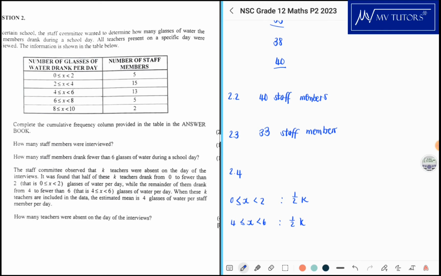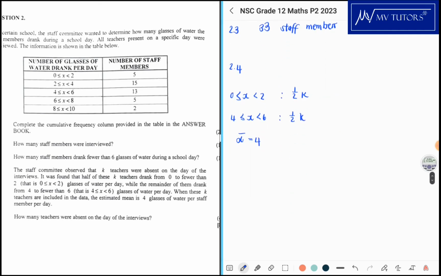When these K teachers are included in the data, the estimated mean is 4 glasses of water per staff member per day. So we have our mean there as 4. Now, how many teachers were absent on the day of the interviews? Okay, these questions tend to be a little bit tricky, but with the information that was given, just note the information that was given to you. First of all, they talk about the mean. And if they talk about the mean, I'm thinking now, let's just do the calculation for the mean.